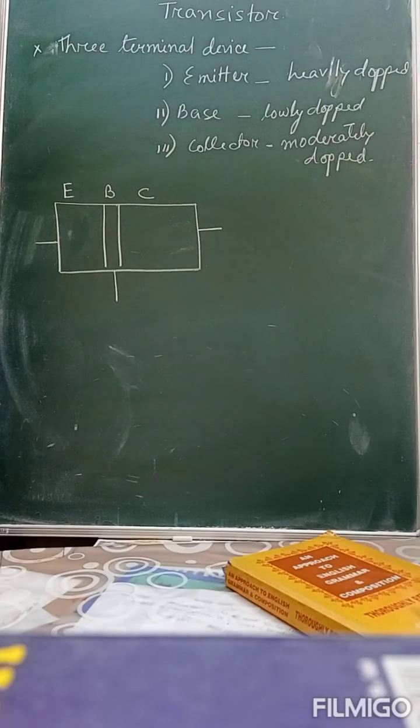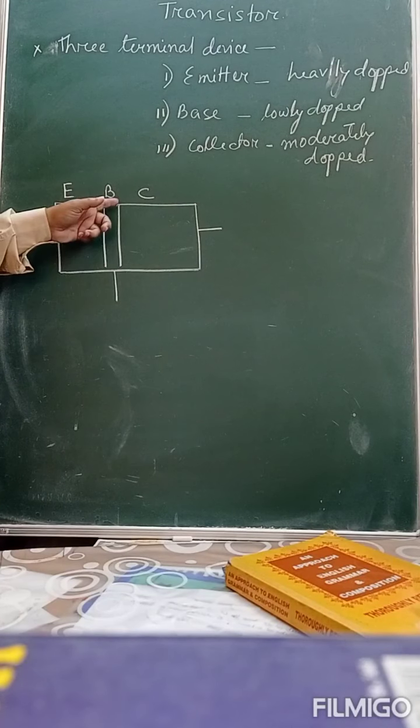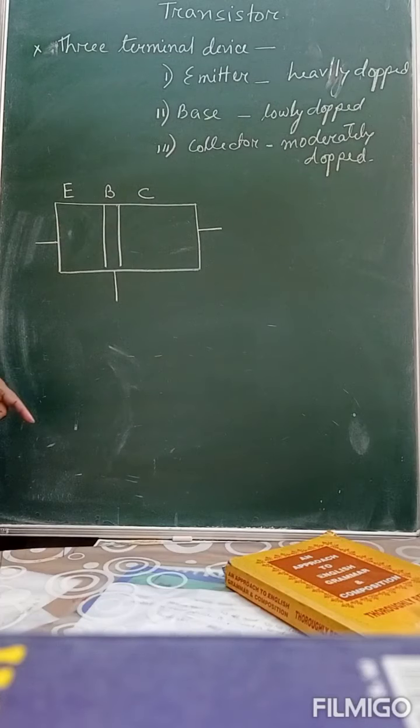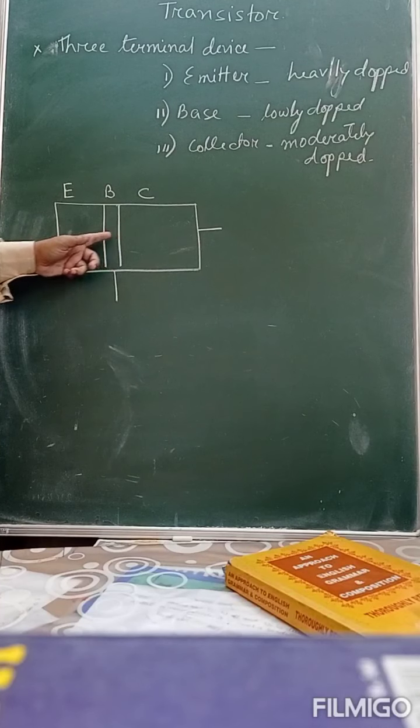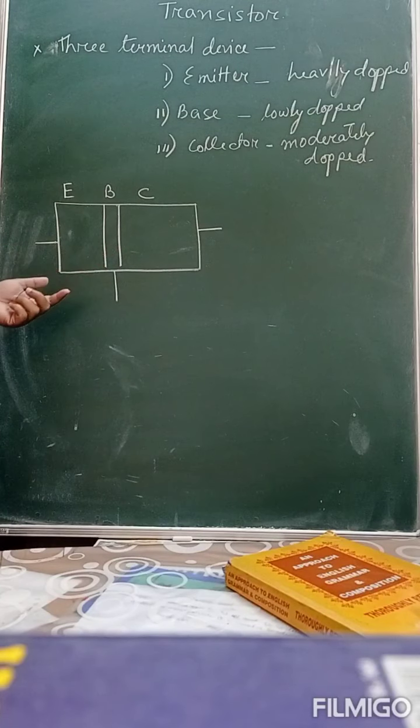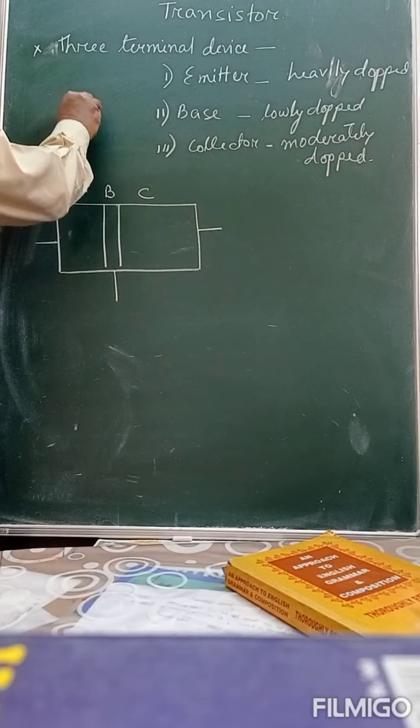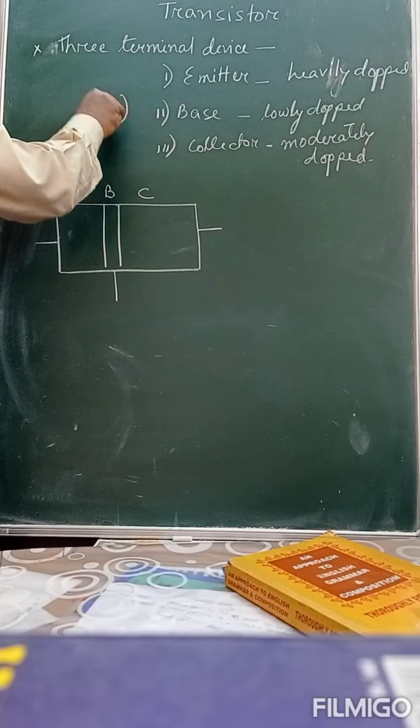As far as the volume is concerned, the volume of the collector is always the largest. Then comes the emitter's volume, and the base's volume is very low. We call it thin. Base is very thin.